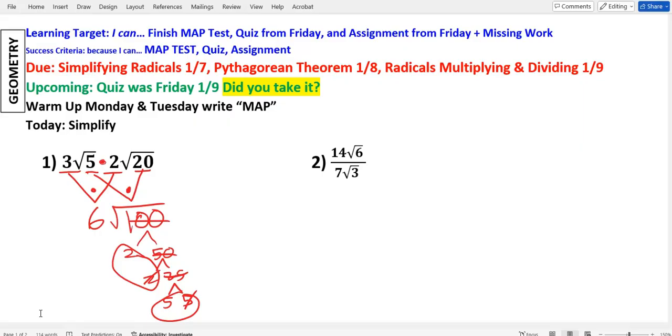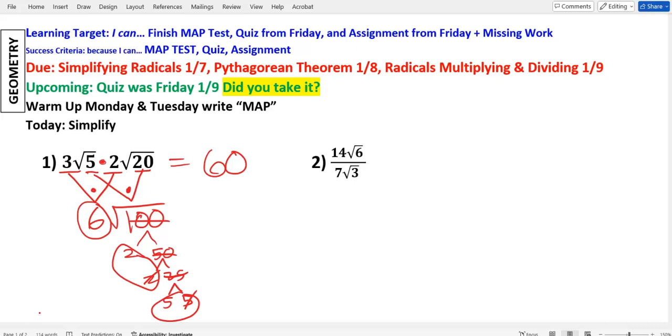You can still do it the factor tree way if you need to, but don't forget this 6. It's not just 10. There's a 6 coefficient, so it's 5 times 2, which is 10, times 6, which is 60, not 70. So again, if you leave it at 6 square root of 100, you're not done yet. You got to simplify.